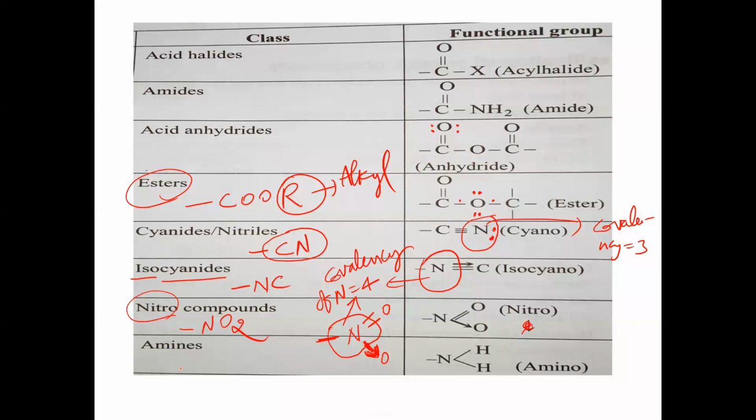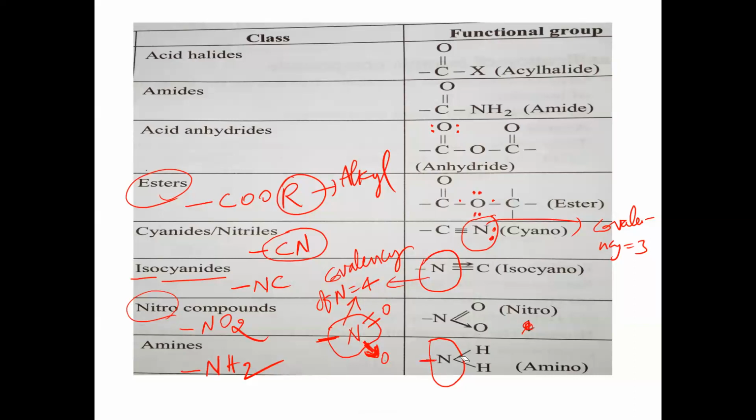Next, amines. Bond NH2 group is called amino group. Bond NO2 group is called nitro group. Bond NC is called isocyano group. Bond CN is called cyano, like this. So bond NH2. Here now, tell me, nitrogen has how many bonds around it? Nitrogen has totally 3 bonds around it. 2 single bonds with hydrogen atoms, and 1 single bond is a free bond here.